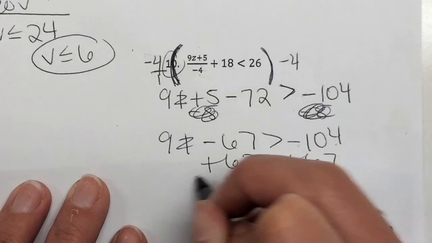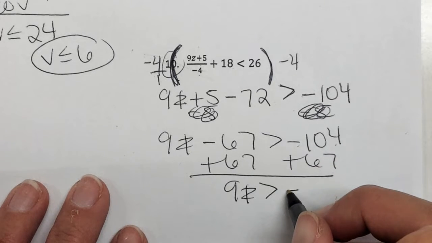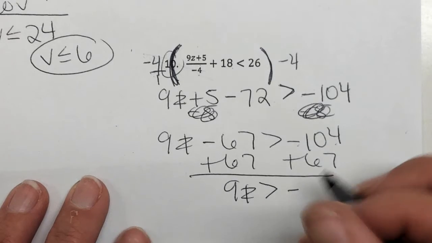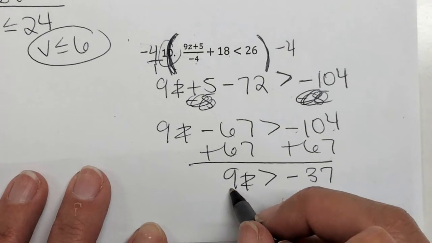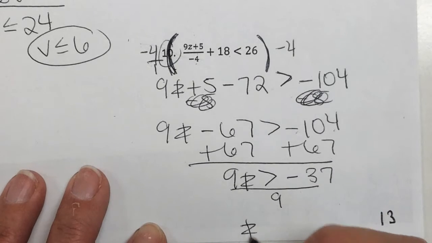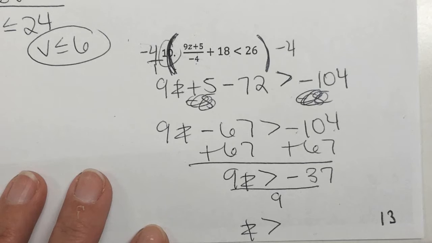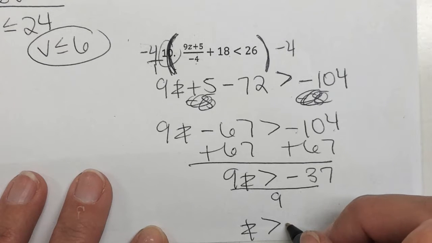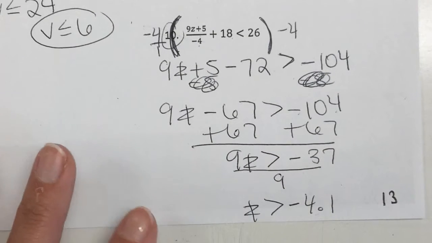Very good. So we get 9z is greater than what? Negative what now? Very good. Now we need to divide by what? Very good. So z is greater than negative what now? 4.1. I don't mind if y'all change these to decimals.